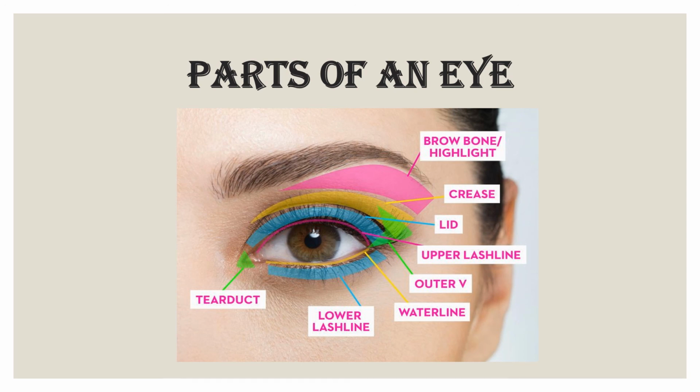So next is the tear duct. The green area, can you see this, is called the tear duct. Okay, so this tear duct, from this area the water comes out. So sometimes what we do, if you want to make an eye longer, mainly small eyes, if you want to make them bigger, we extend the liner till the tear duct, that means in the corner. Okay, so now I think you have got an idea about the parts of an eye.